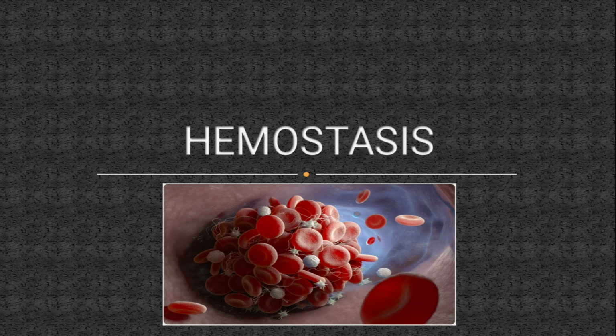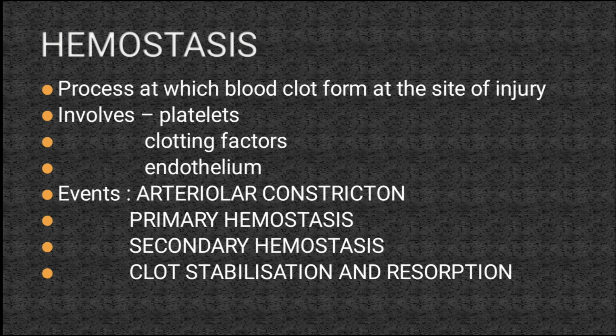In this video, we are going to learn about hemostasis. Hemostasis is the process by which a blood clot is formed at the site of vascular injury. Normal hemostasis involves platelets, clotting factors and endothelium. They all culminate in the formation of a blood clot which prevents or limits the extent of bleeding.